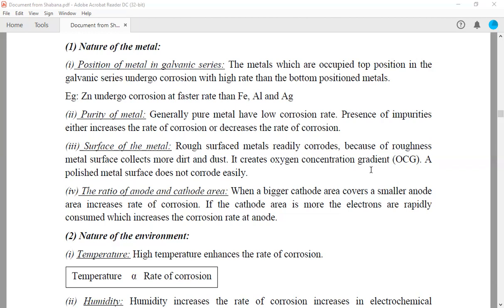In an aerated atmosphere, practically almost all metals produce a thin surface film of metal oxide. The ratio of the volume of metal oxide formed depends upon the ratio of the anode and cathode area. When a bigger cathode area covers a smaller anode area, it increases the rate of corrosion. That means if the cathode area is more, the electrons are rapidly consumed, which increases the corrosion rate at the anode.